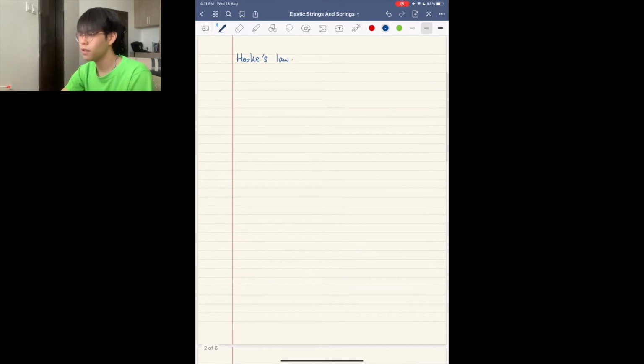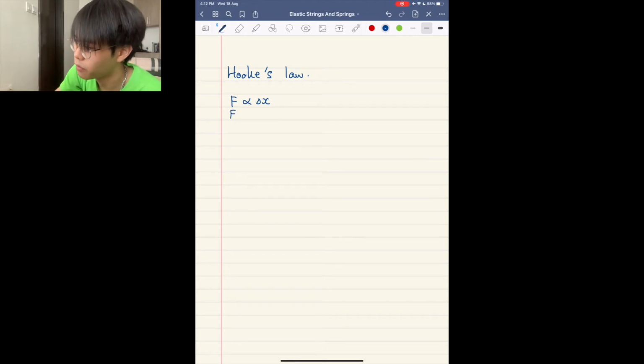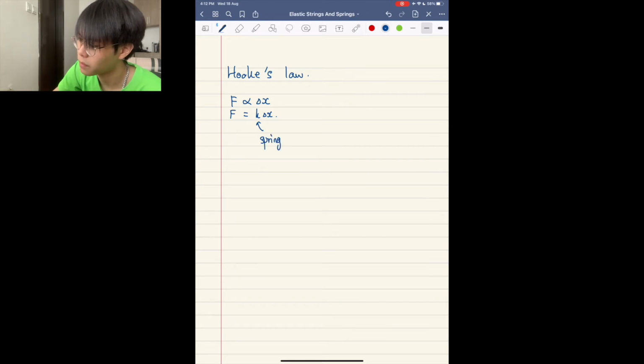Okay, the second thing is about Hooke's law. The definition of Hooke's law is that the restoring force, which means the tension, is directly proportional to the extension, or the change in length, of the spring or string. Okay, so if you make it into an equation, it will become F equals k delta x. Okay, what is this k? So this k is actually called the spring constant.